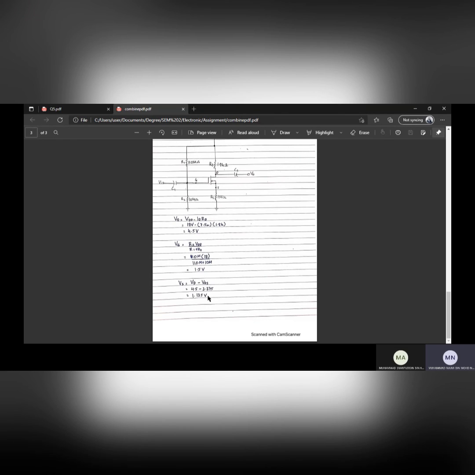1.125 volt. So that's all from me and my group. Thank you.